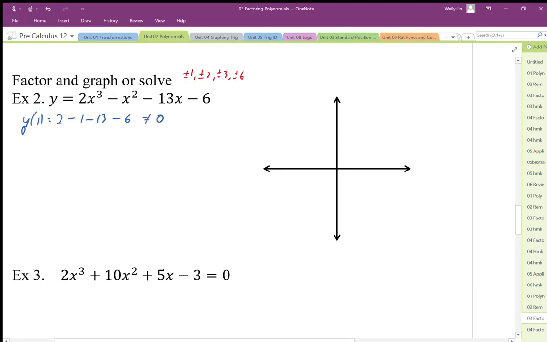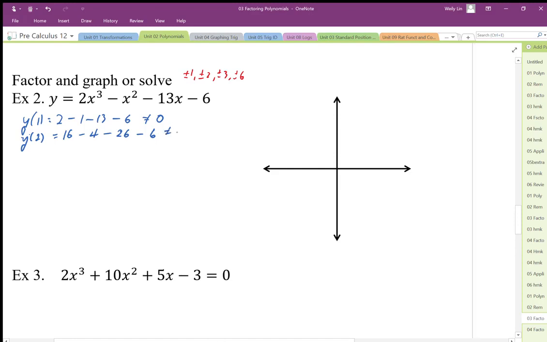We don't really even care what it's equal to. We just want to know if it's equal to 0. So it looks like 1's probably not going to work. So let's try maybe 2. y of 2 is going to give me 2 cubed times 2 is 16 minus 2 squared minus 26 minus 6. Okay, so that's not equal to 0.